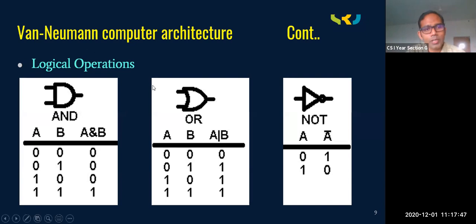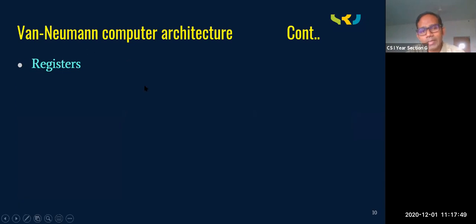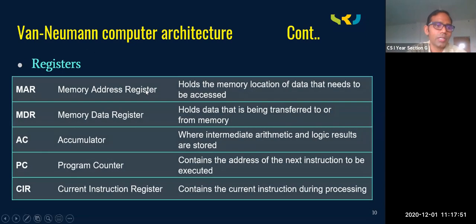Now let us see, apart from logical operators, what a CPU has. CPU has registers. What registers does it have? It has a MAR, memory address register. It holds the memory location of data that needs to be accessed. That means the address of a variable.